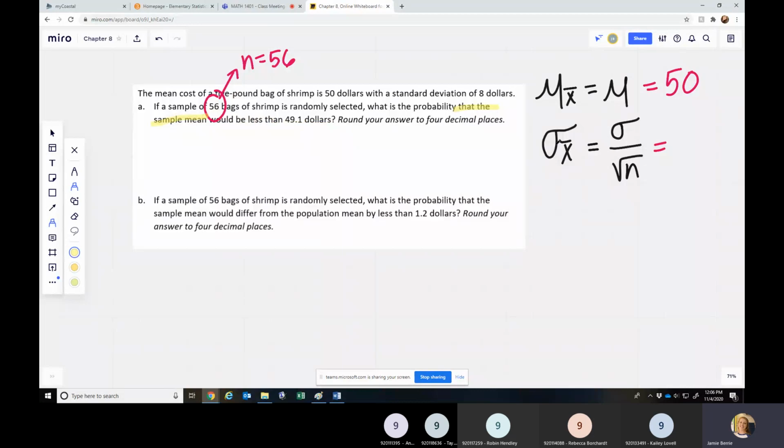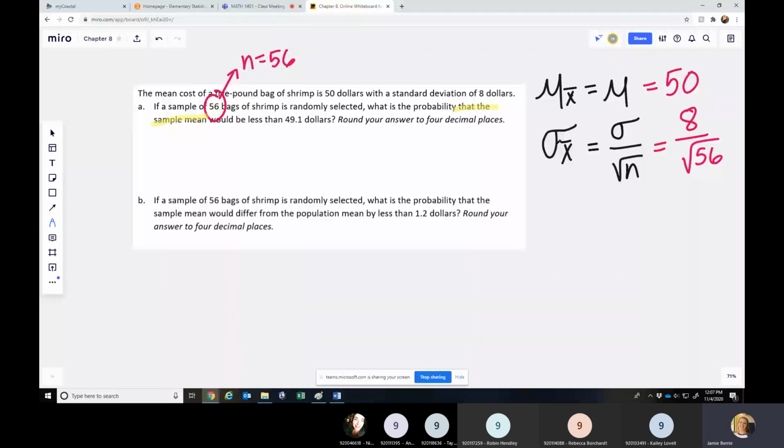Since we have that keyword in there, sample mean, that tells us that we're going to be using the formula for the sampling distribution of a sample mean. So that's why I'm using these formulas over here. So the standard deviation of the sampling distribution of sample means would be the population standard deviation, which they told us was $8, divided by the square root of our sample size, which is 56. And I'm just going to leave it like that. That way I don't have any rounding errors when I go to plug this in my calculator.